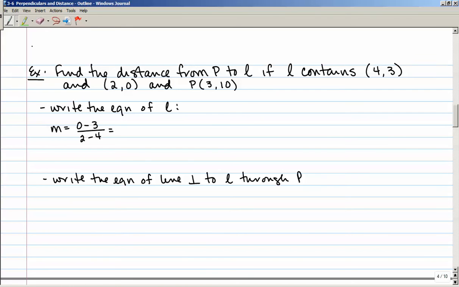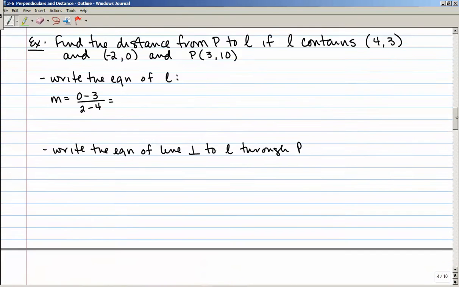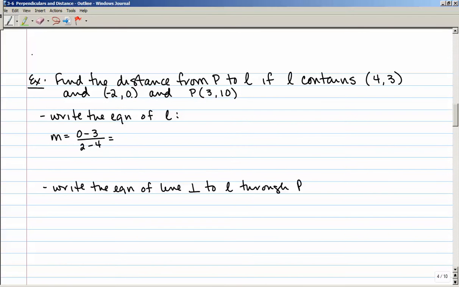Oh, sorry, I made a mistake in copying this problem. This should actually be a -2 right here, which is what I had on my diagram. Yeah, -2, 0, my mistake. Did you catch that? So this point should be -2, 0, not 2, 0. Let me back up a little bit. Doing my slope, I'm going to do 0 minus 3 over -2 minus 4, which is going to give me a slope of +1/2.